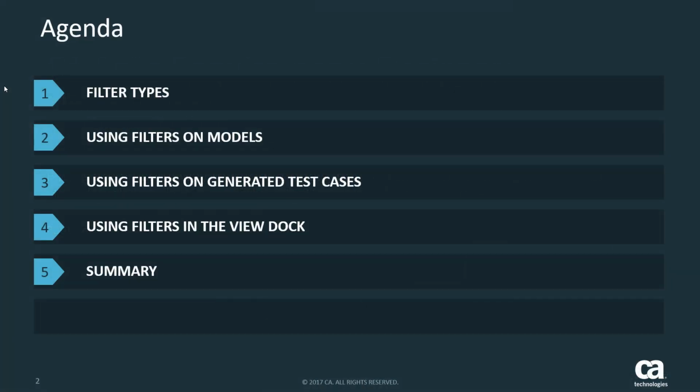Firstly, we'll look at filter types and the nature of the attributes that you can query on within the filters. We'll look at filters applied to models to look at subsets of the content of the models, and then on generated test cases on the paths generated by the Path Optimizer. Finally, we'll look at filters in the view dock, which allow you to selectively view content of paths to help you understand what's going on. We'll do a quick demo and then there'll be a summary at the end.